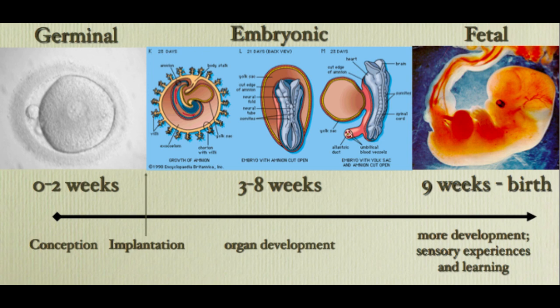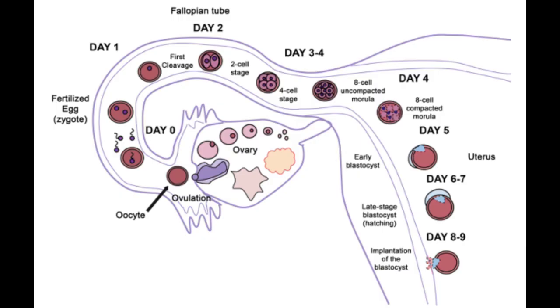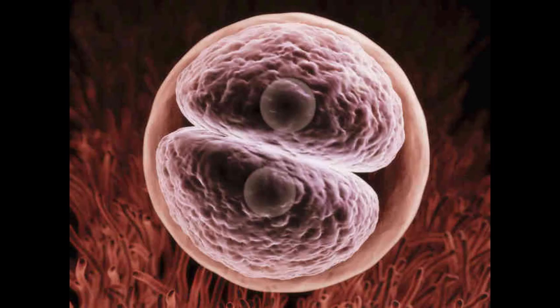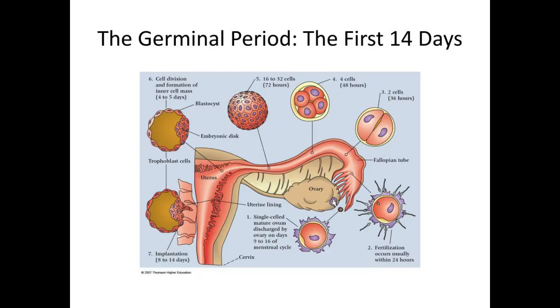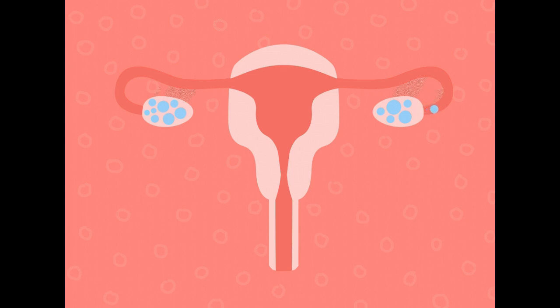The three significant developments during this phase are the creation of the zygote, continuous cell division and cell and tissue differentiation, and implantation or attachment of the zygote to the uterine wall. Let's talk about creation of the zygote. Ovulation occurs once every 28 days or so.